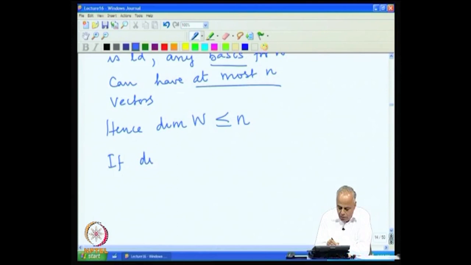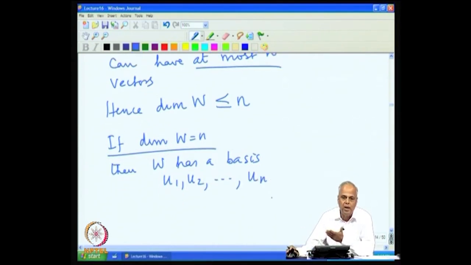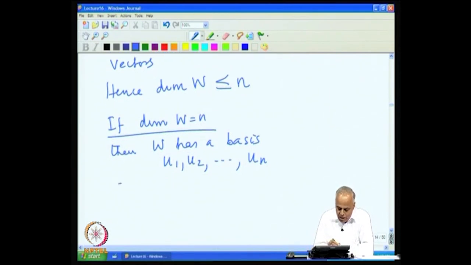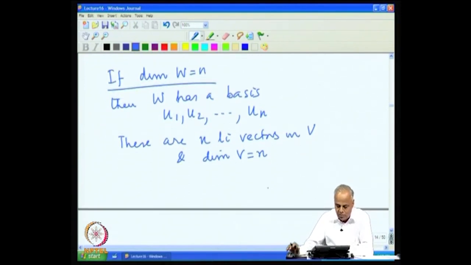If the dimension of W is equal to n, then W has a basis consisting of how many vectors? Because the dimension is n, it has to have n vectors, say u1, u2, etcetera, un. But then the whole space is of dimension n, and we have seen that in an n dimensional space, any n linearly independent vectors will form a basis. So, these are n linearly independent vectors in V also, because they are in W and W is a part of V. Therefore, any n linearly independent vectors will form a basis for V. So, that says u1, u2, un is a basis for V.